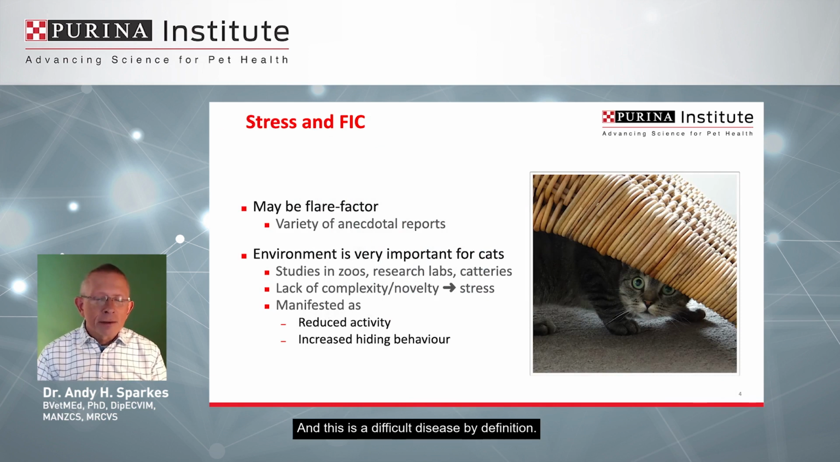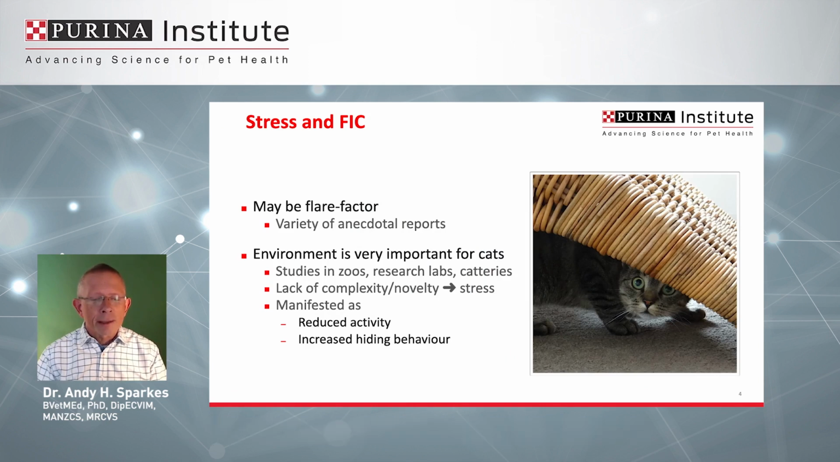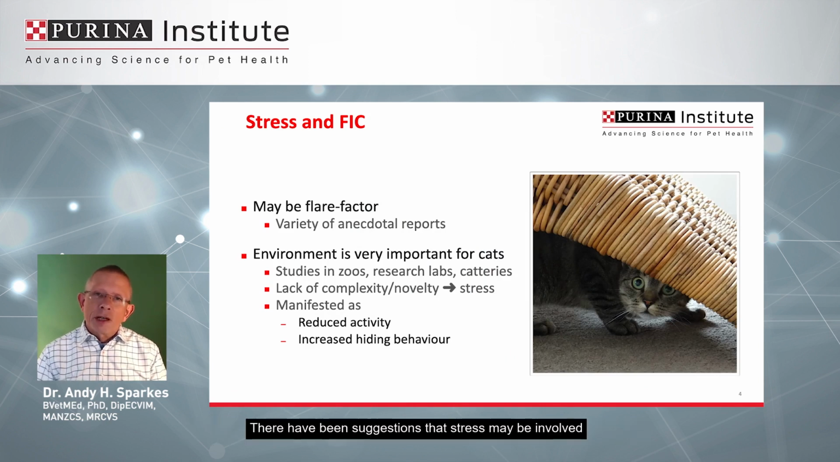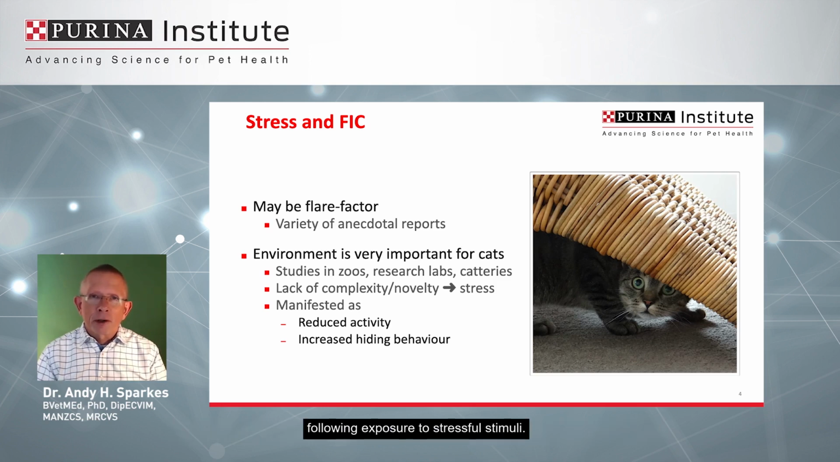And this is a difficult disease. By definition, we don't know what actually causes the disease. That's why we call it idiopathic. There have been suggestions that stress may be involved in the development of this disease in cats. Historically, a number of cats appear to have developed signs of idiopathic cystitis following exposure to stressful stimuli.